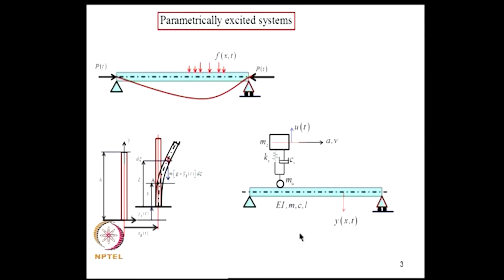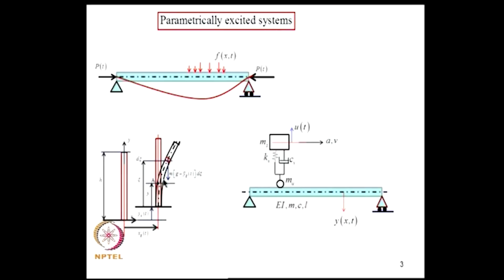The next question we considered was what happens if the axial loads are time dependent. We considered a few situations. For example, a straightforward case is when a beam like this is subjected to axial load P of t, or a stack like this subjected to biaxial earthquake ground motions. So, there will be a vertical component.